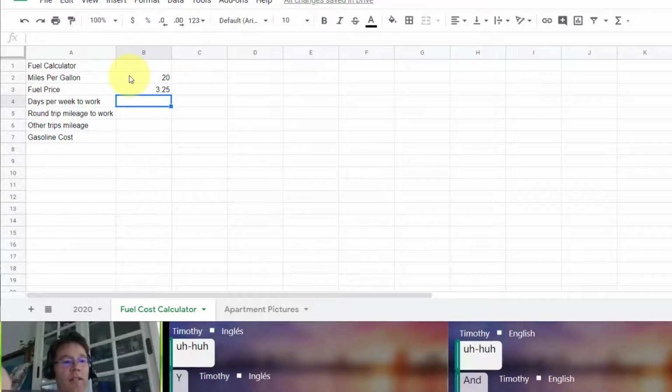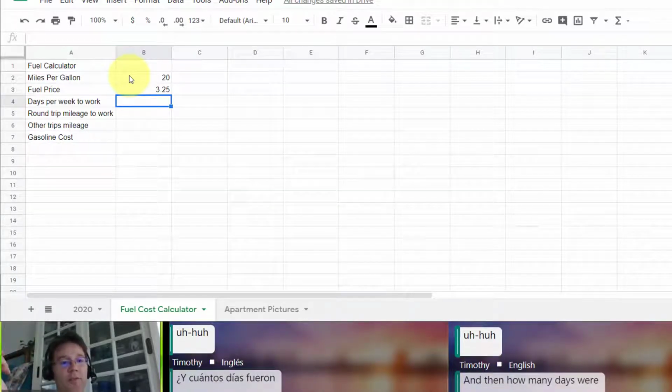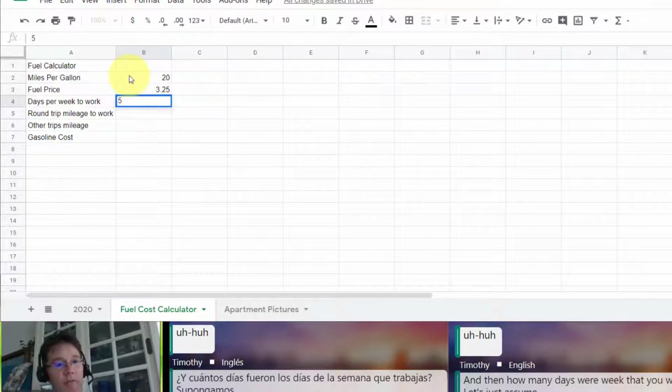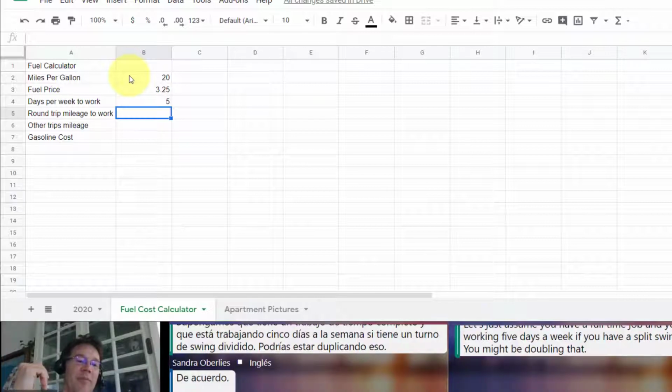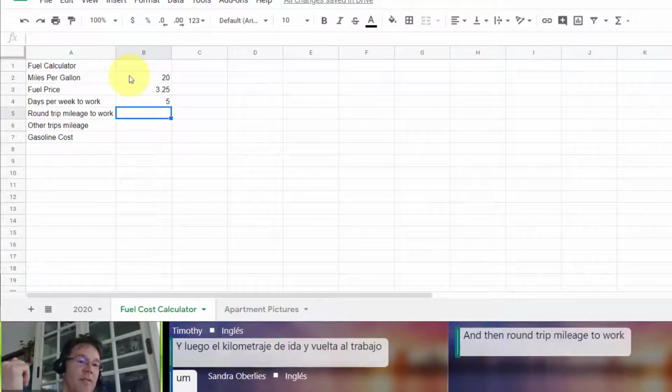And then how many days per week that you work, let's just assume you have a full-time job and you're working 5 days a week. If you have a split swing shift, you might be doubling that. And then round trip mileage to work, let's assume 40.